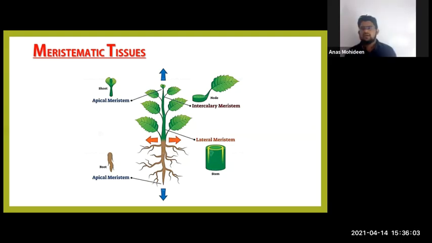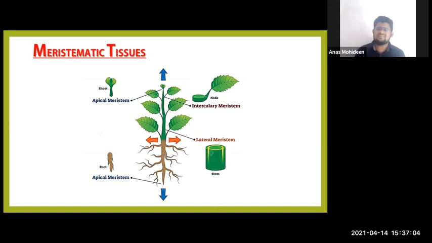Apart from these, apical meristems are found in axillary buds too. And the second type of tissue here is intercalary meristem. These are found in between the nodes of the plant, the internodes of the stem. What they do is increase the length between the nodes, they increase the length of internodes. That is the function carried out by intercalary meristem.